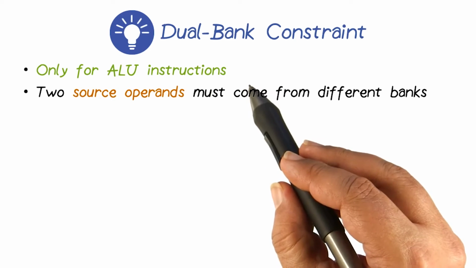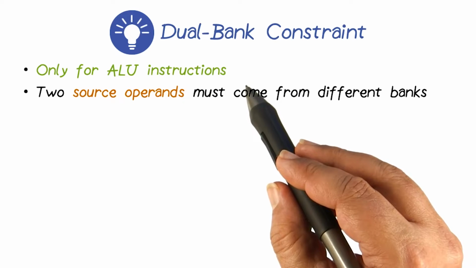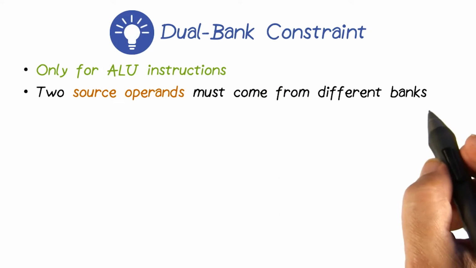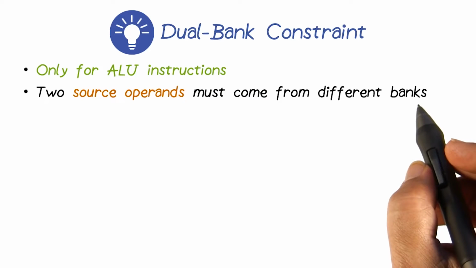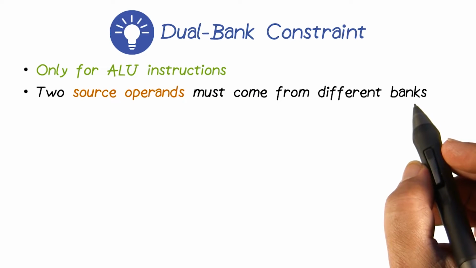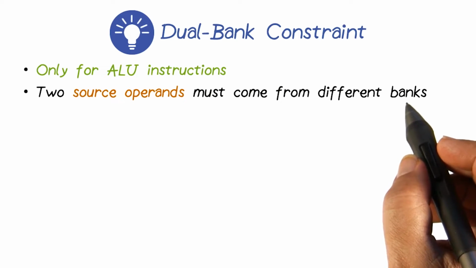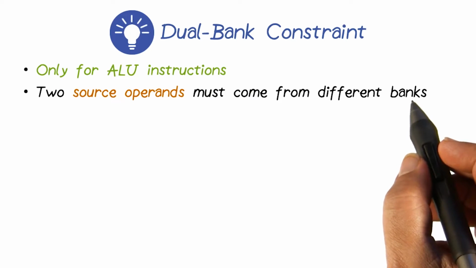It prescribes that for those ALU instructions which have 2 operands, those 2 must come from different banks. In other words, if an ALU instruction needs 2 registers which it references to do certain processing, one of them should come from register bank A and the second one should come from register bank B. It cannot be that they belong to the same bank. Such an instruction is illegal.